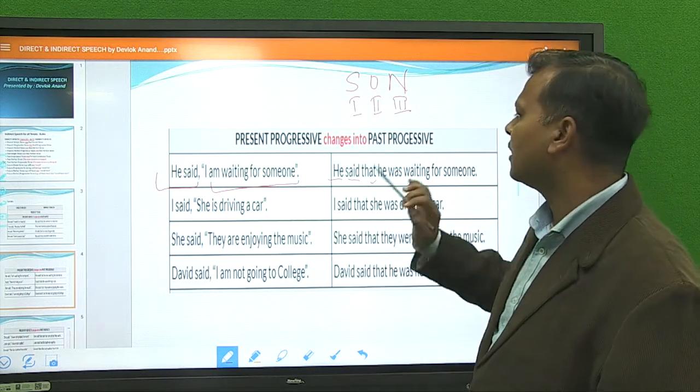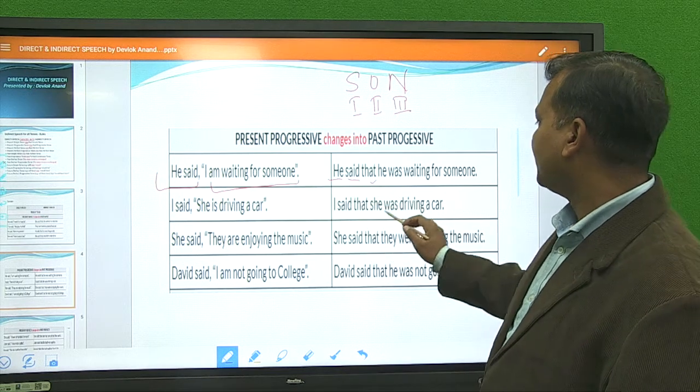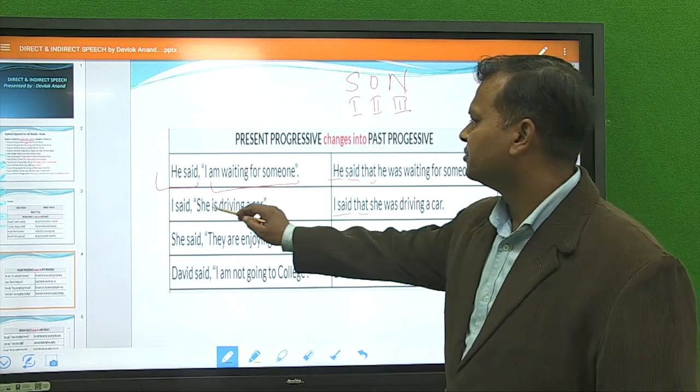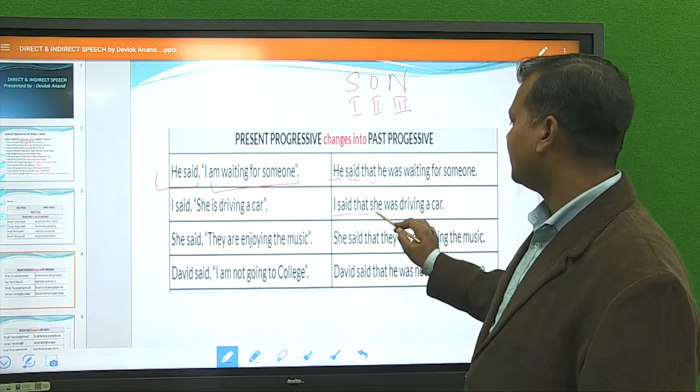I said, "She is driving a car." I said that she was driving a car. "I said" has been used. She is the third person. That's why it has remained unchanged.